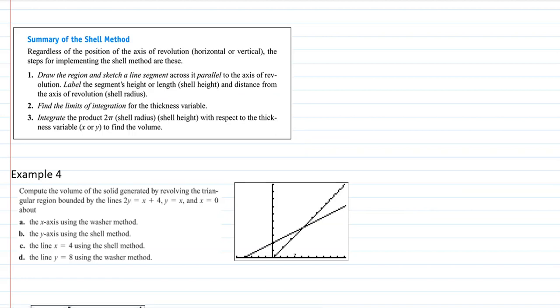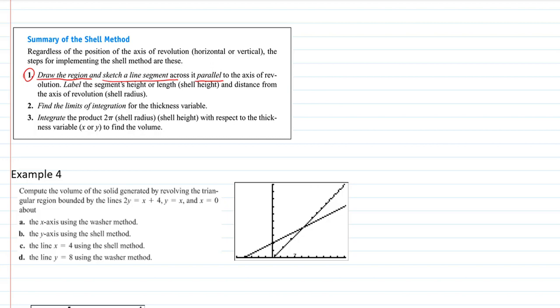So in summary, for the shell method, regardless of the position of the axis of revolution, either horizontal or vertical, the steps for implementing the shell method are as follows. First of all, very important, draw the region and sketch the line segment. I use a representative rectangle so I can see the thickness that is parallel to the axis of revolution. Shell and parallel rhyme. That's how you can remember the rectangle has to be parallel to the axis of revolution.